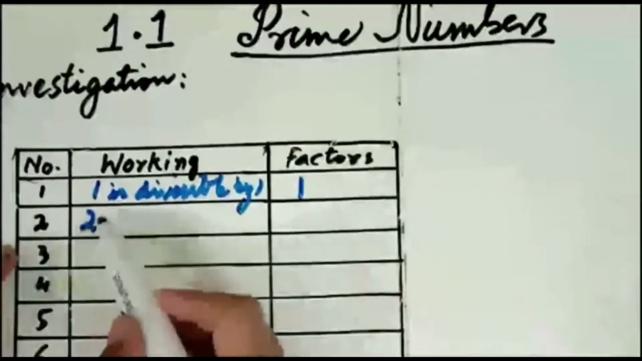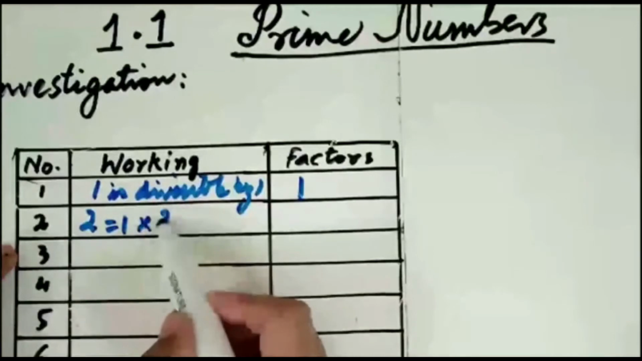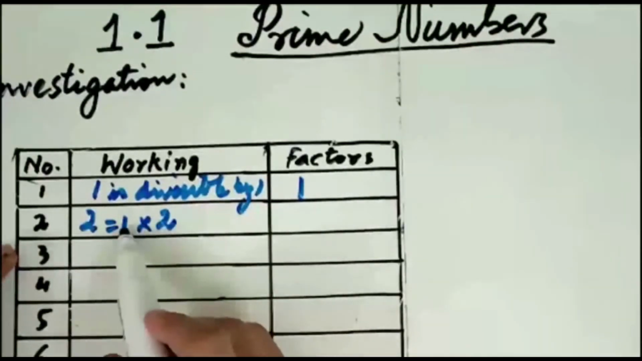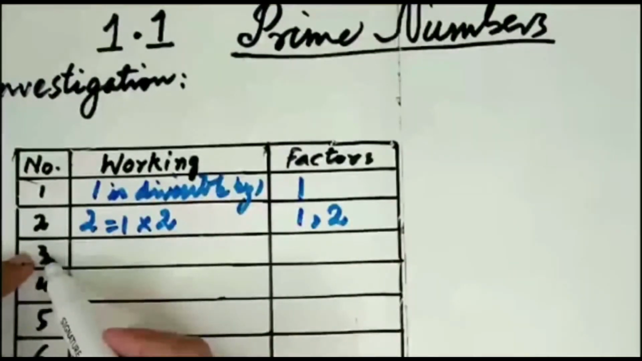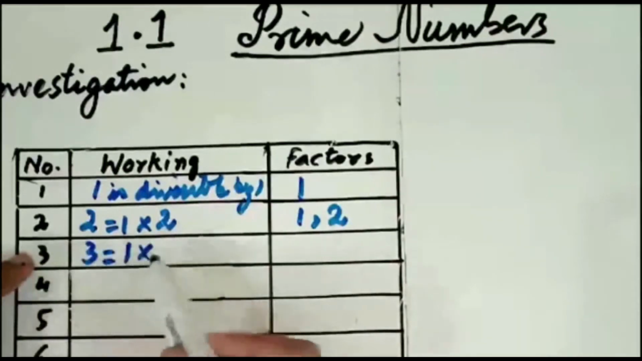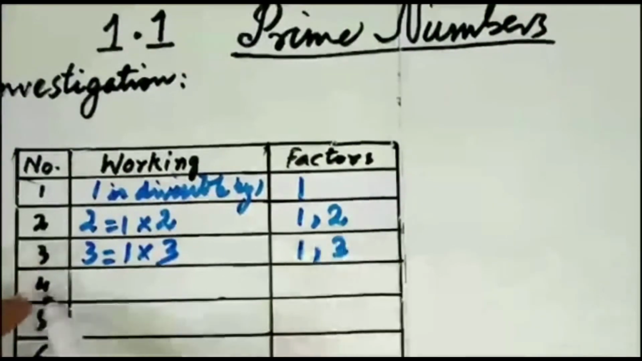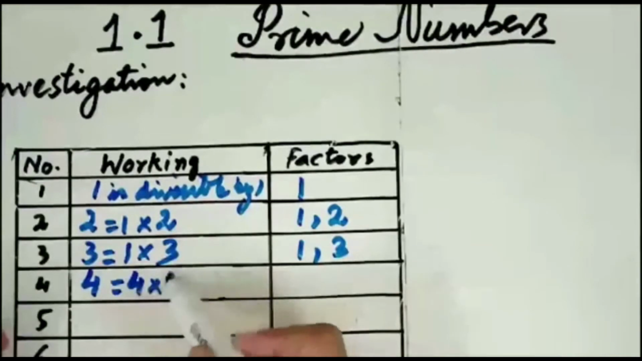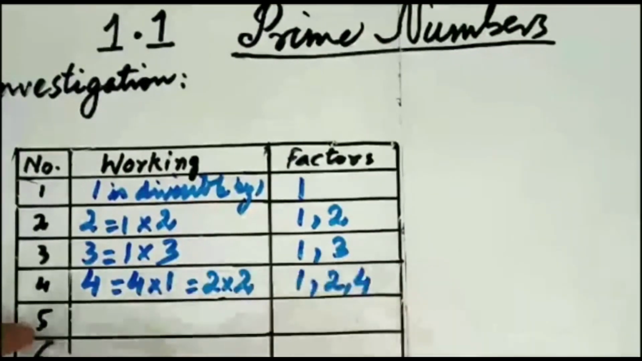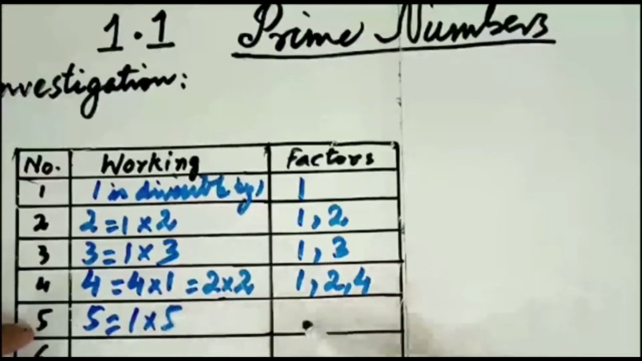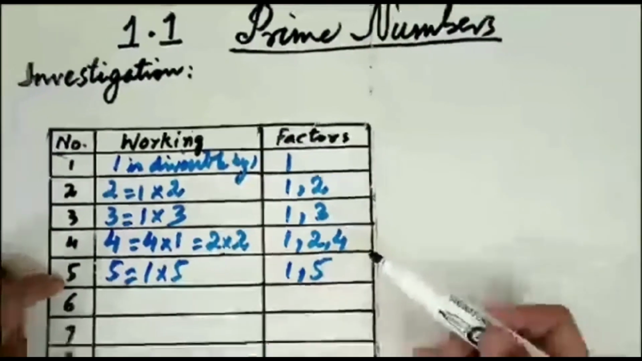Here 2, we will write 2 is equal to 1 multiplied by 2. So what would be the factors? 1 and 2. There would be two factors of 2, 1 and 2. Now we will investigate 3. There would be only two factors of 3, 1 and 3. 4: now we will write 4 is equal to 4 1s are 4 and 2 2s are 4. So how many factors are there? 1, 2 and 4. Now 5. We are going to investigate 5 is equal to 1 multiplied by 5. So there would be only two factors of 5. 6.